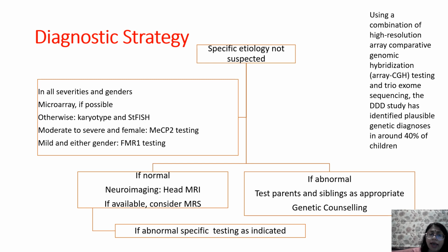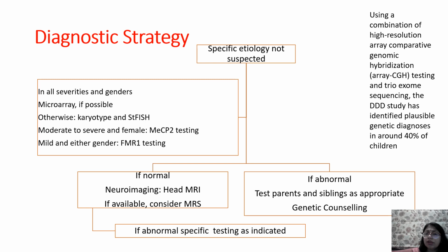However, if it is abnormal, then we test parents and siblings also. That becomes the trio exome sequencing, when we are testing the parents as well as the affected child, and we offer genetic counseling.